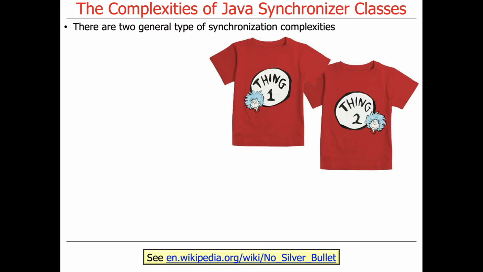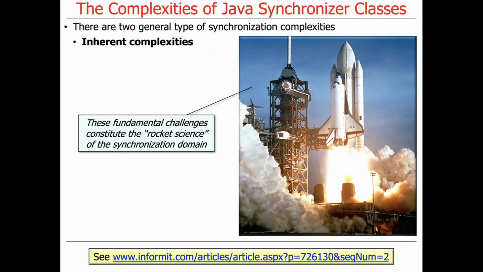There are two general types of synchronization complexities. And this discussion is loosely based on a paper written by a famous software engineer named Fred Brooks called No Silver Bullet. He identifies two kinds of complexities: inherent complexities, or what he calls essential complexities, and accidental complexities. Inherent complexities are things that are simply inherent or fundamental challenges in a given domain. Here we are in the domain of synchronization. And there are certain things that constitute the rocket science.